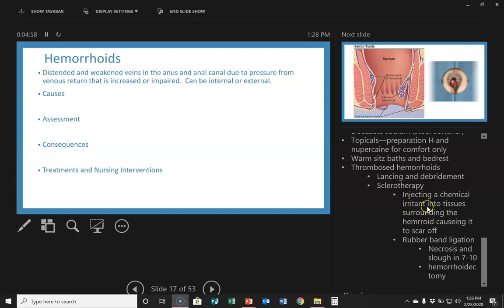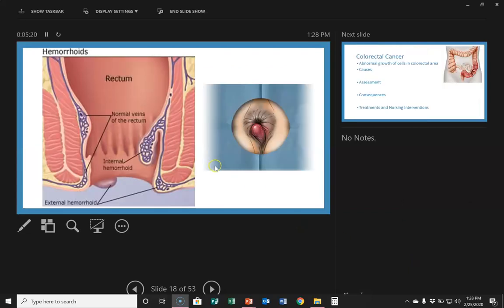Sclerotherapy is injecting a chemical irritant into the tissue surrounding the hemorrhoid, causing it to scar off. Rubber band ligation, this is where a rubber band is placed around the hemorrhoid, and then it's allowed to necrose and then slough off on its own. And then a hemorrhoidectomy is surgical removal of the hemorrhoid. They don't like to do those because they can bleed quite a bit. So it's better to do something like the rubber band ligation.